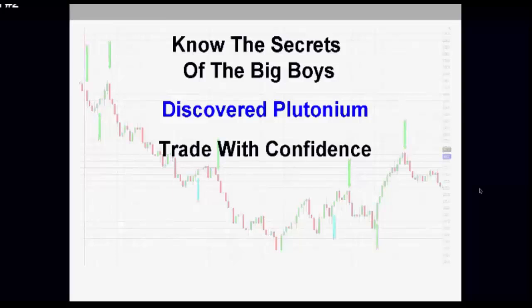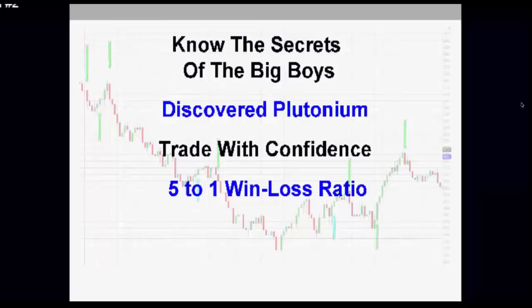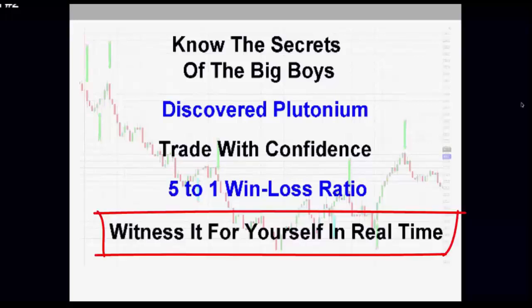It'll allow you to trade with confidence as well. We've got a 5-to-1 win-loss ratio, which is extraordinary. We have no losing weeks, and of course you'll witness this for yourself in real time. You don't have to trust what we're talking about here, but you're going to see some things here.